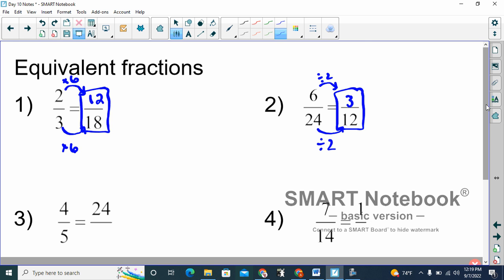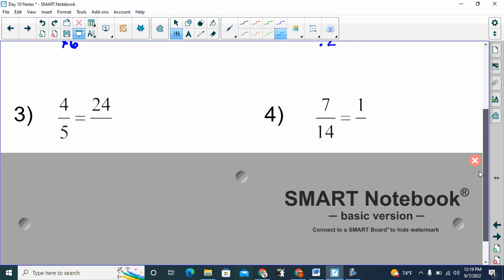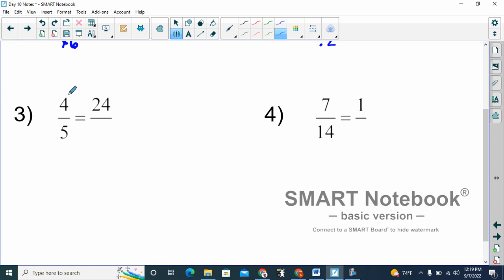I'm going to scroll up so that watermark's out of the way. 4 over 5 equals 24 over what? 4 times 6 gives me 24. So I need to do times 6 on the bottom as well. 5 times 6 is 30.